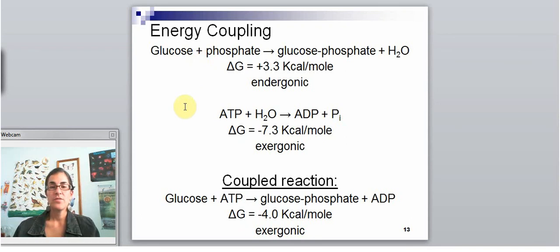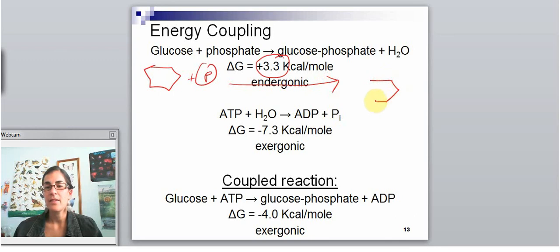This is two different reactions. Over here is our first reaction. It's endergonic, positive 3.3 kilocalories per mole. It's taking a glucose, which I'll just simplify the structure here, and adding a phosphate onto it, making a molecule with a phosphate stuck onto it. So this is, again, a positive free energy change. This is endergonic. It's going to take an input of energy.